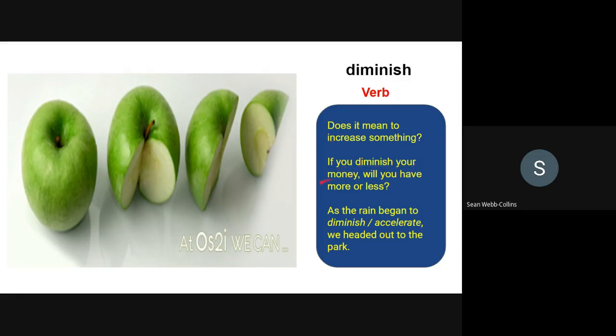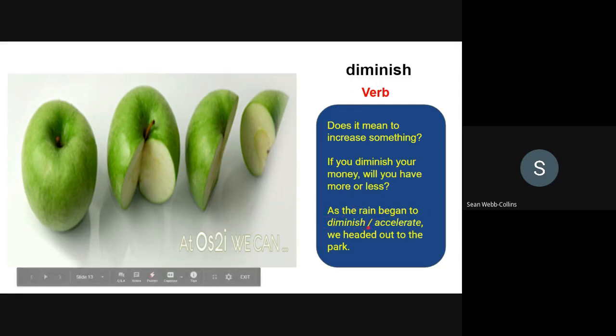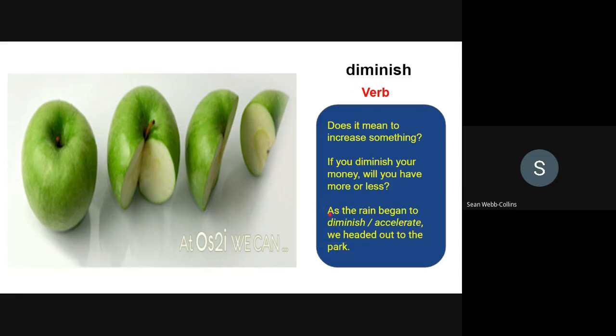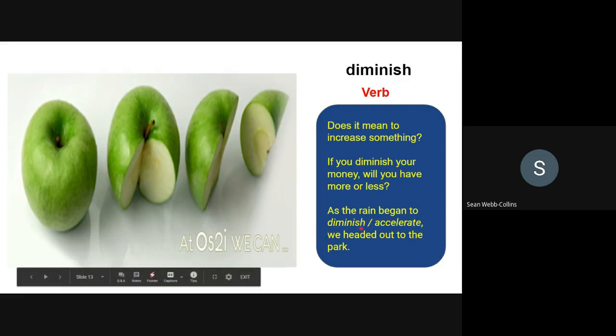And if you diminish your money, will you have more or less? We just established that diminish means to reduce or have less of something. So yes, if your money is diminishing, you will have less money. As the rain began to diminish or accelerate, we headed out to the park. What's the answer? Of course, the answer is the verb diminish. As the rain began to diminish, we headed out to the park.